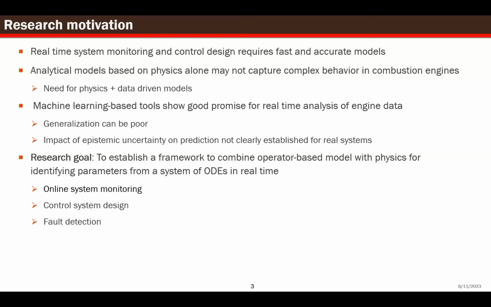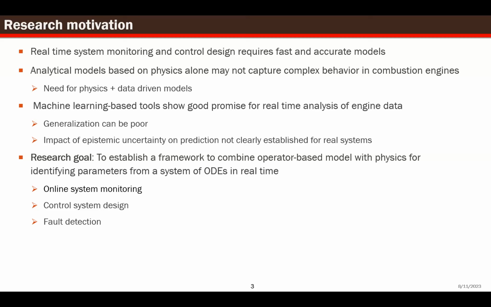So there are analytical models available which are based on physics, but it's difficult to model the complex nature of such systems using physics alone. So there's a requirement to combine physics and a data-driven model while trying to model the complex behavior of combustion engines. People have used machine learning based tools and they have shown good results. One of the challenges with using machine learning methods is that sometimes the generalization can be poor, because these systems operate at different environmental conditions, different ambient conditions. So sometimes your model cannot generalize well.